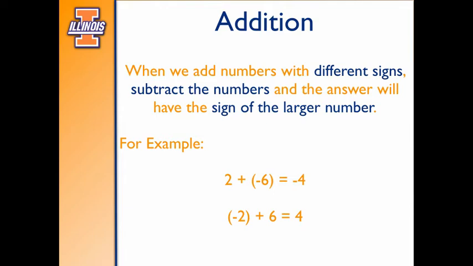Then, just like before, the answer will be the sign of the bigger number. In this case, it'll be negative because the 6 is larger. So 2 plus negative 6 is equal to negative 4. If we have negative 2 plus 6, we take 6, subtract 2, we get 4. 6 is larger and it's positive, so the answer in this case is positive 4.